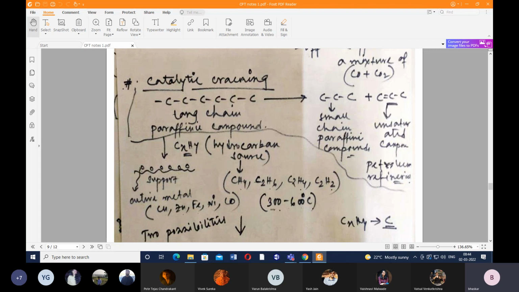Support materials have a high surface area. This high surface area facilitates the dispersion of active metals. Let's assume I am considering one catalyst called nickel on silica. Here nickel is our active metal and silica is our support material. I think I should show you some of the images. Then it will be easier for me to make you understand what is support and what is the active metal. Okay, so just a second.